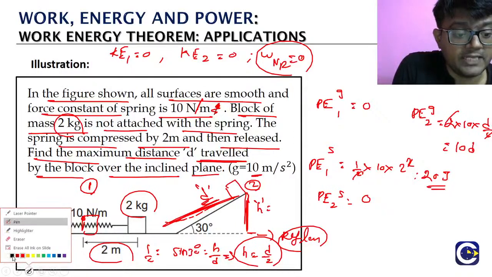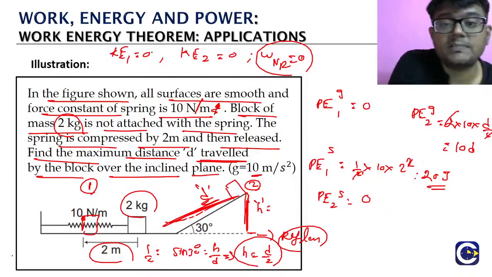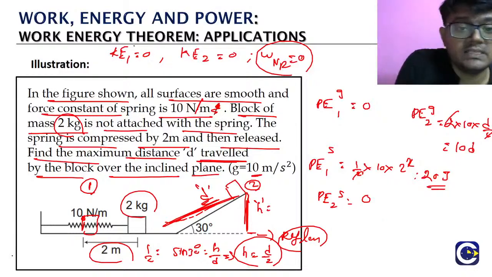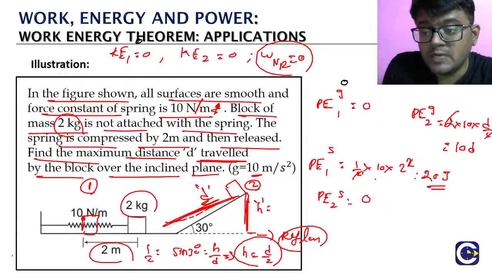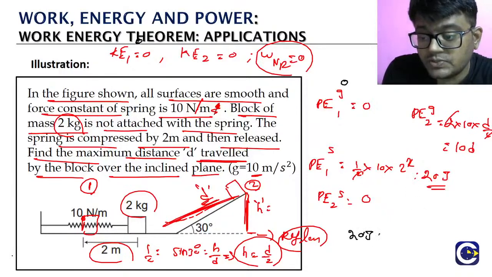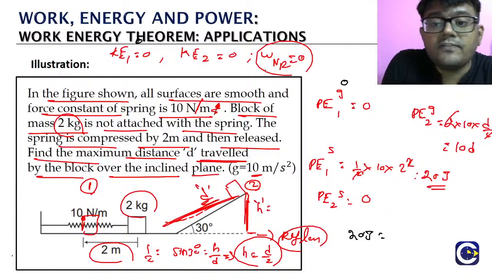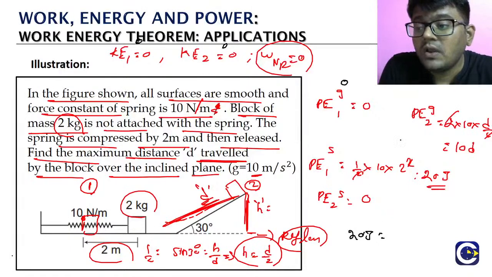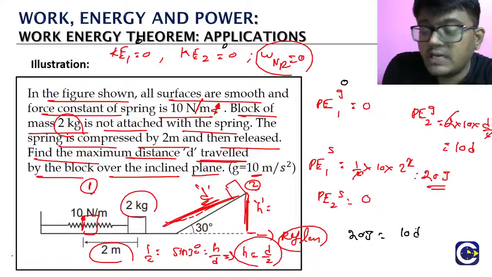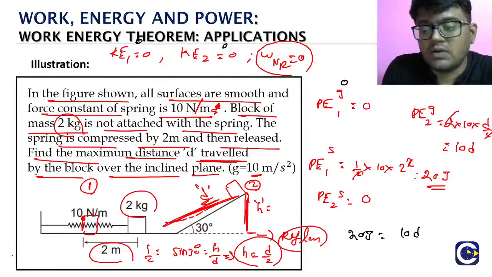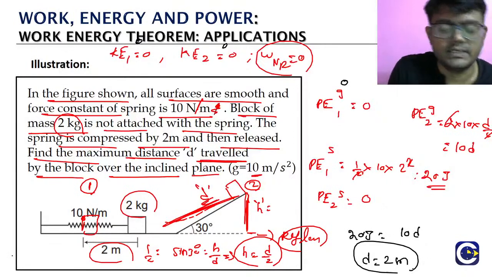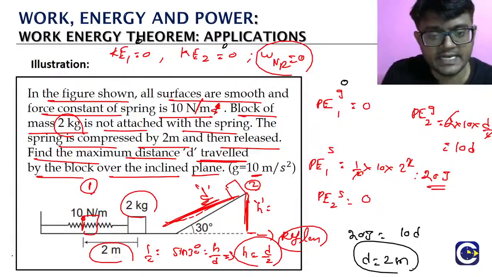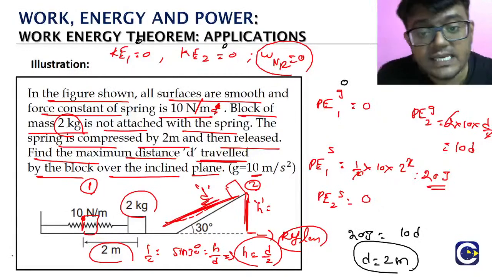apply பண்ண என்ன வரும் பாருங்க? initially kinetic energy plus total potential energies means initial kinetic energy 0, gravitational potential energy 0, spring potential energy மட்டும் இருக்கும், that is 20 joules is equal to final kinetic energy 0, final gravitational potential energy 10d plus final spring potential energy 0, அவ்வளவுதான். So 20 is equal to 10d. இதுல இருந்து d ஓட வேல்யூ என்ன வரும்? 2 meters. 20 by 10 தானா? ஏன்னா everything we have taken in the SI system of units.